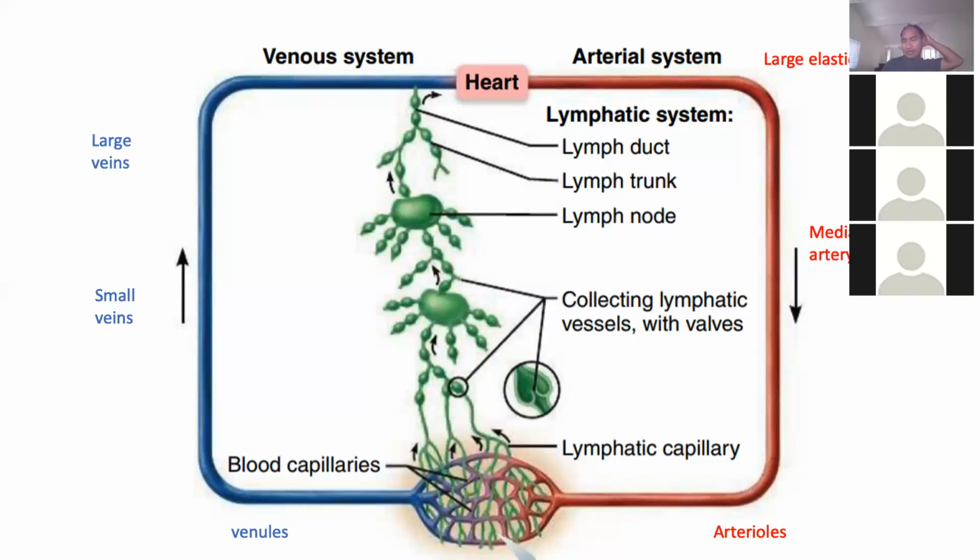Like in arteries, we know there is elastic artery, medium artery, arteriole, and capillary. The same thing here, there is an order: lymphatic capillary to start with, and finally the last vessel is the lymphatic duct. So don't worry about that, we'll go through it, but just keep moving.